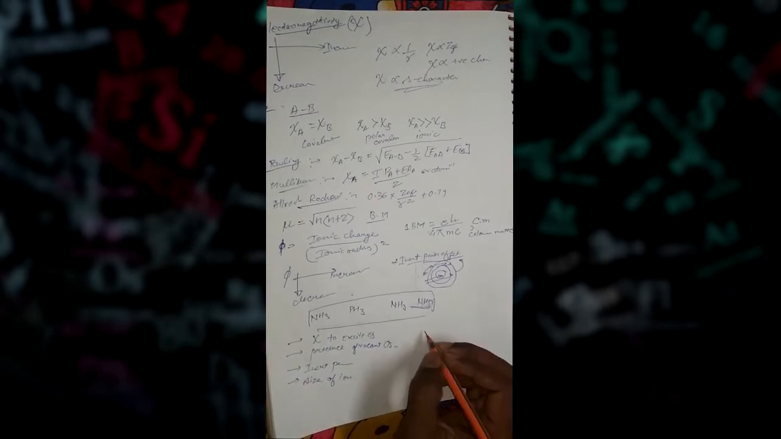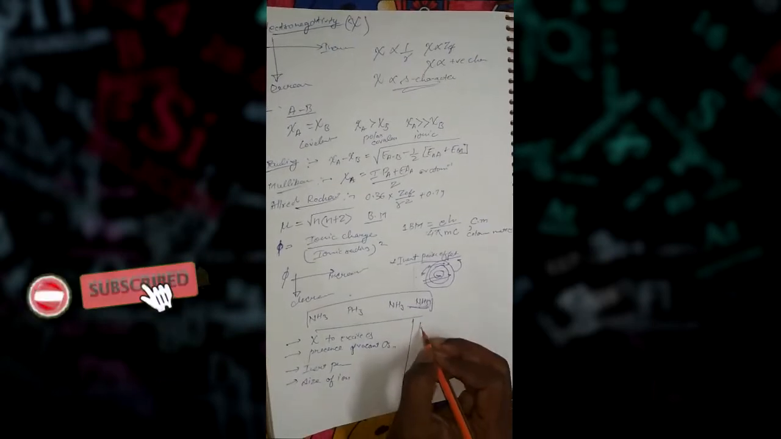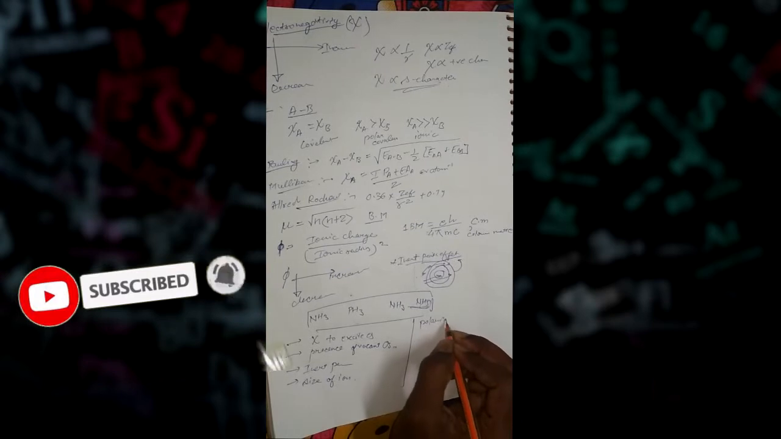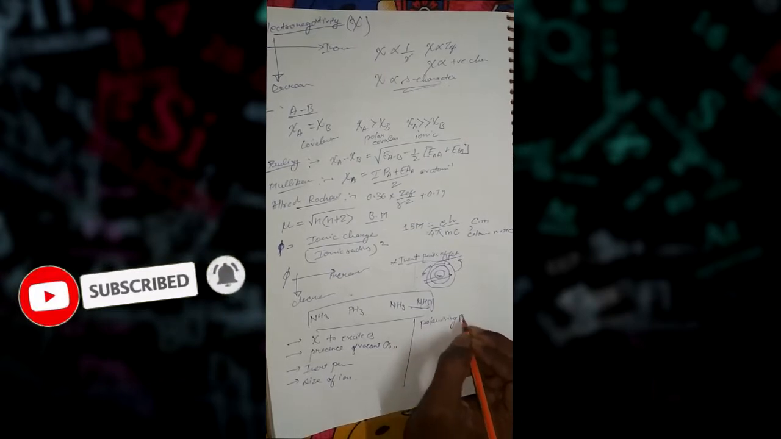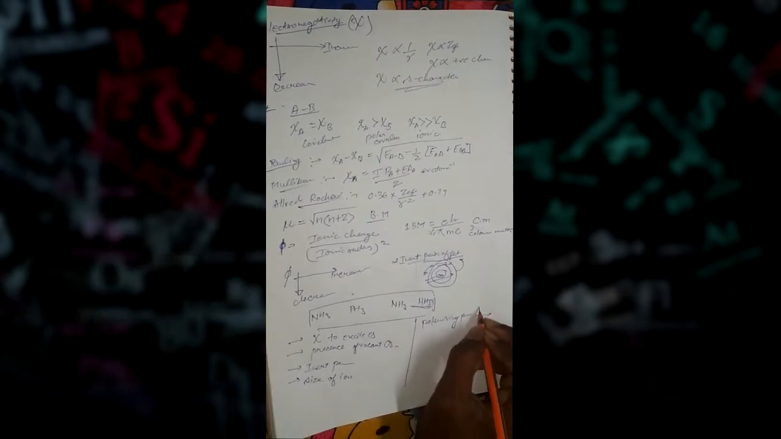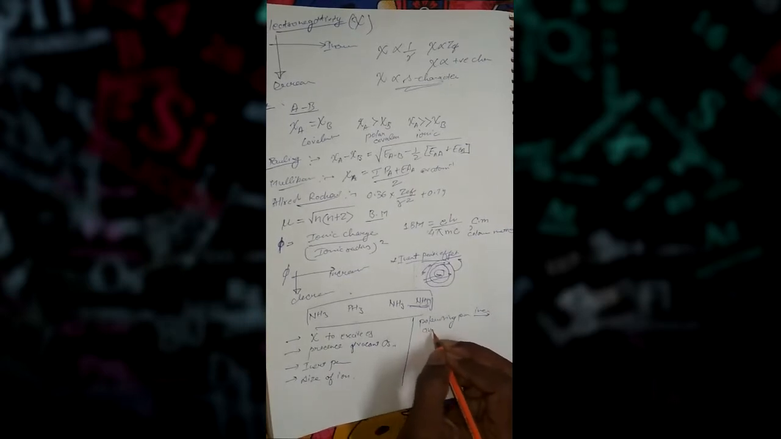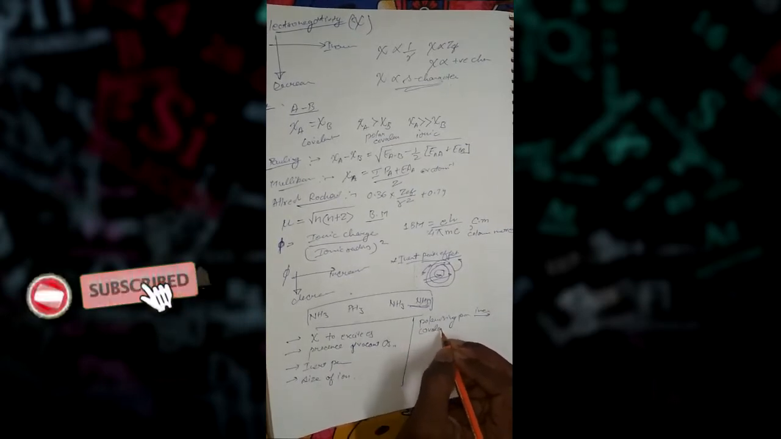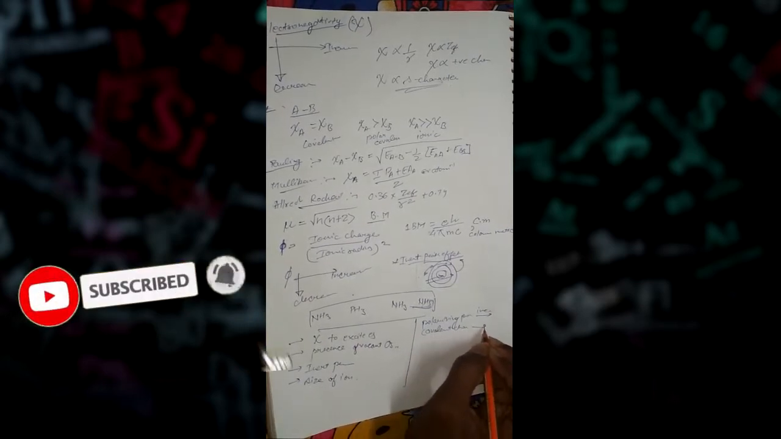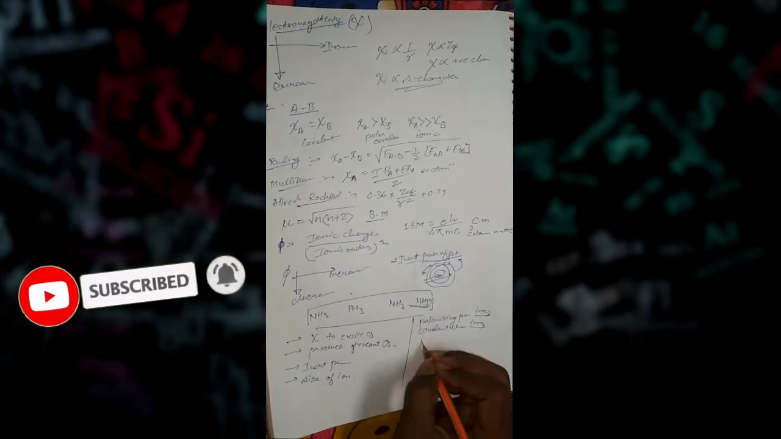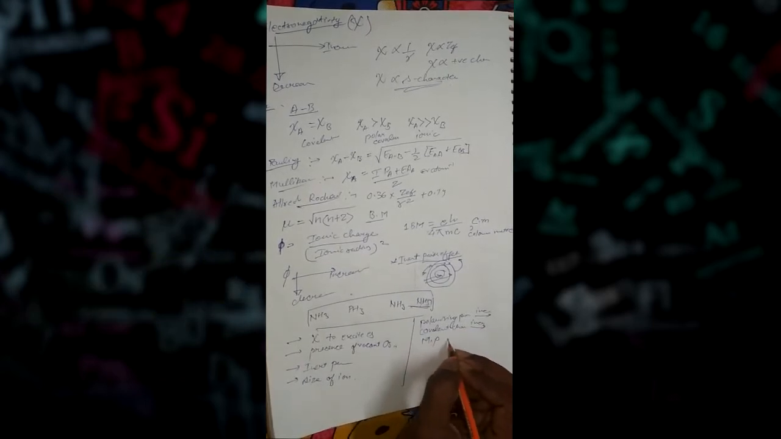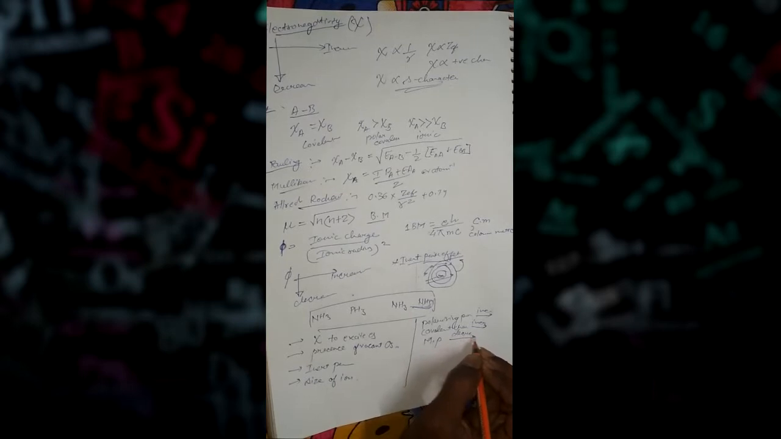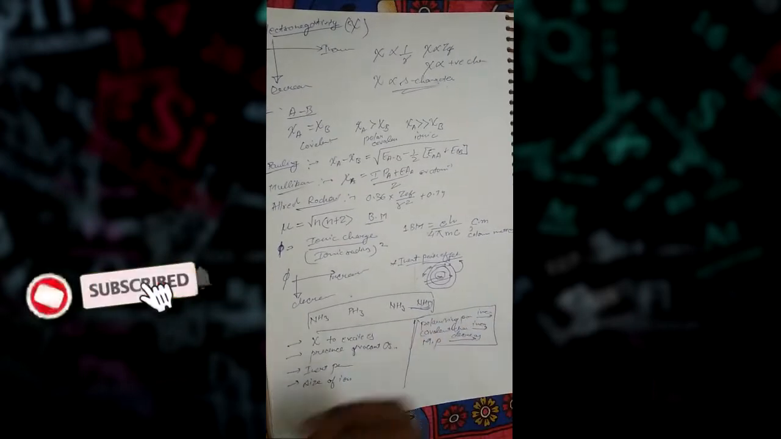One more thing is, if polarizing power, that is charge density, increases, then covalent character will also increase and melting point will decrease. So this is the method of judging the melting point.